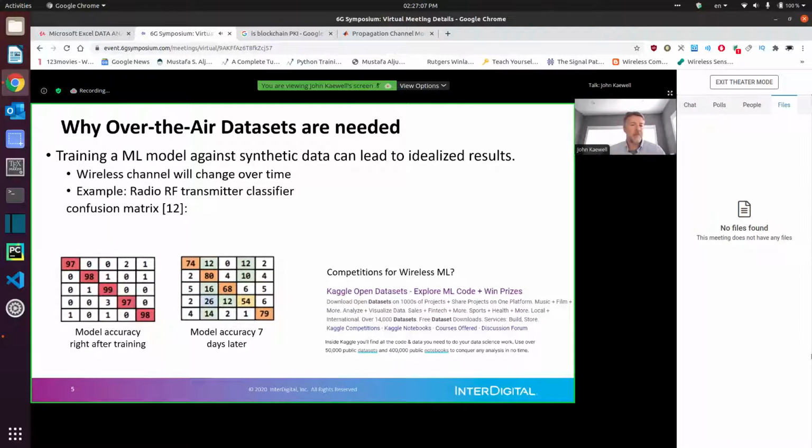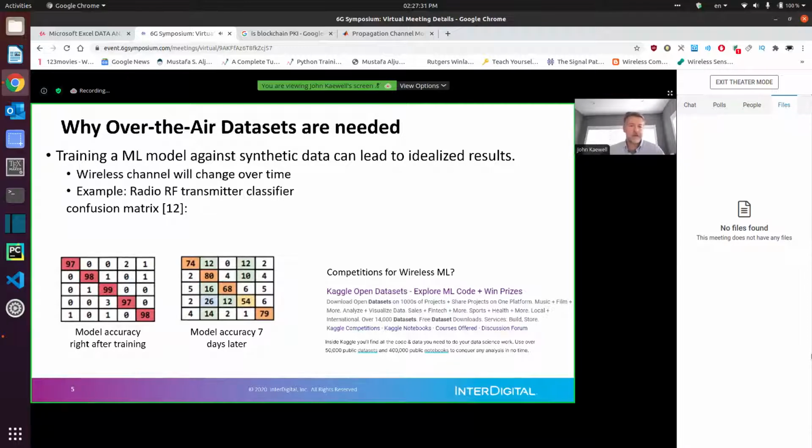But when the researchers came back to that model and again tried to predict which one of 5 different transmitters was transmitting wirelessly in their lab, the results were quite different. And in fact, you can see quite a bit of degradation happened over just 7 days. And it has to do with the dynamic characteristics of wireless channels.